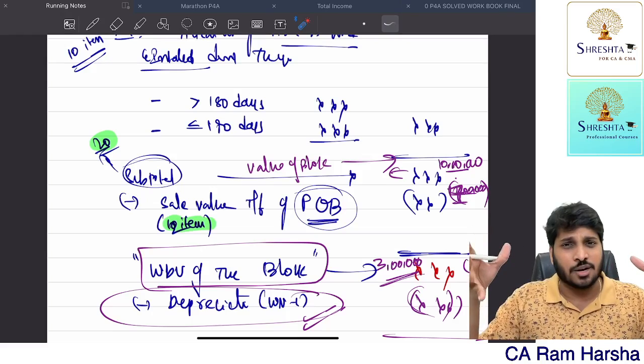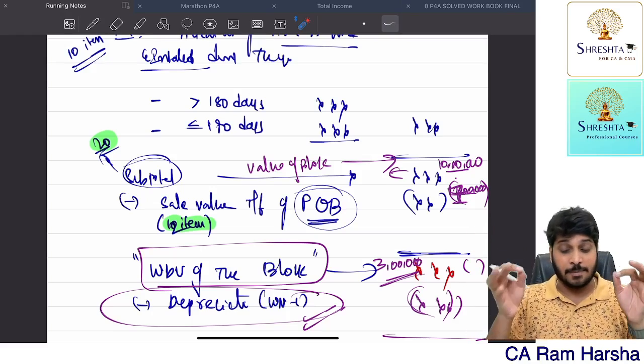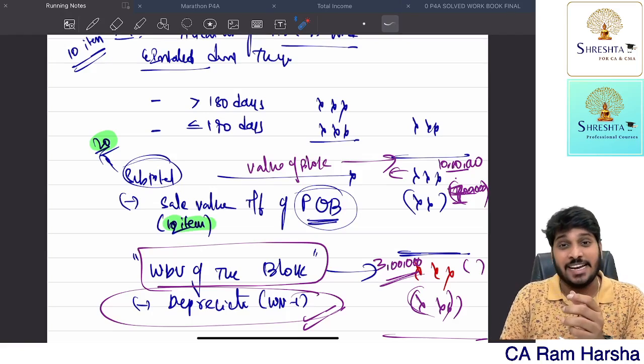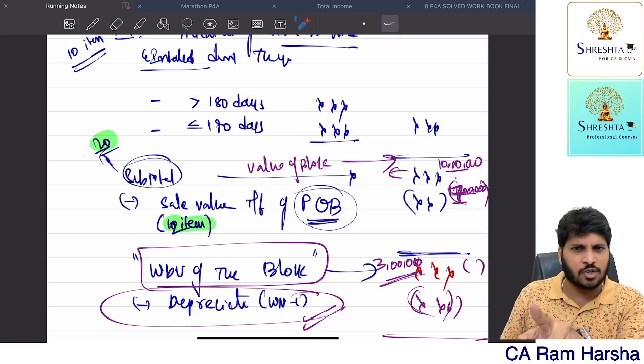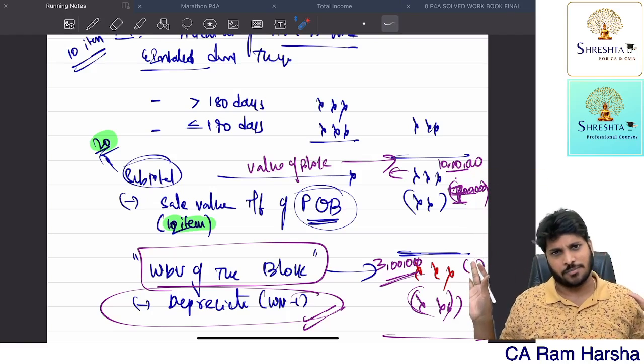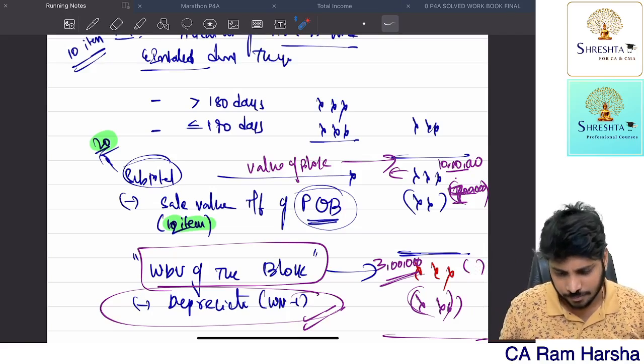If you install the asset on 4th October up to 31st March, the number of days were less than 180 days. If you install the asset on 3rd October or before 3rd October, the asset is used for more than 180 days for sure. Are you getting the point?